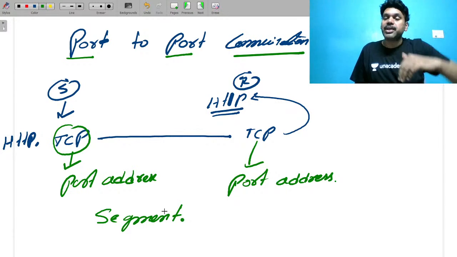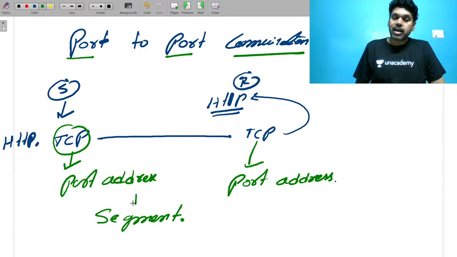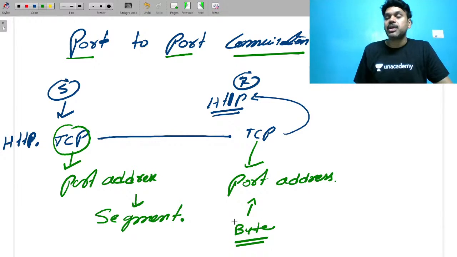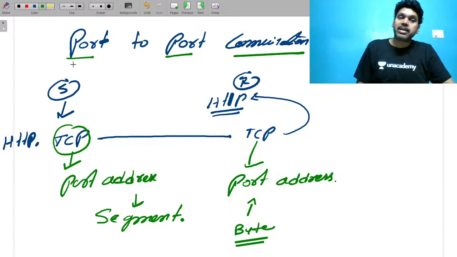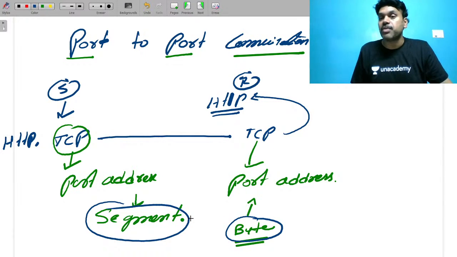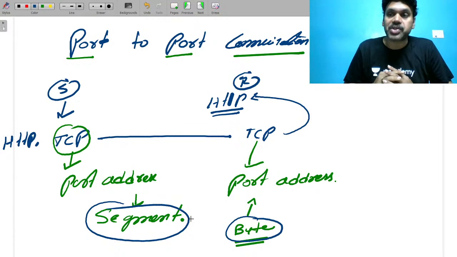Down the layer, it provides the data unit in the form of a segment. And to the upper layer, it provides the data in the form of bytes, because it is a byte-oriented protocol or layer. So to the upper layer, that is the application layer, it provides the data in the form of bytes. And these bytes are further formed into a message.